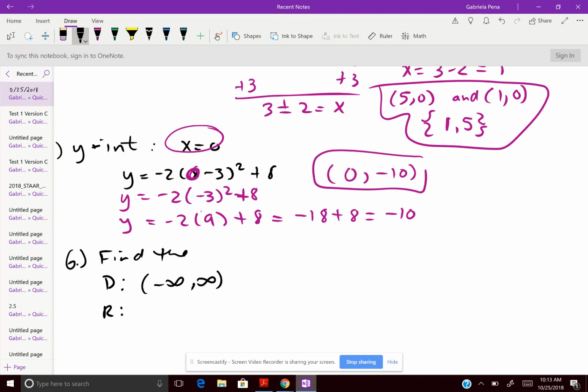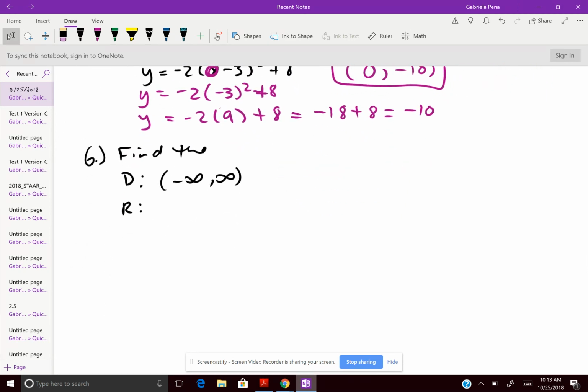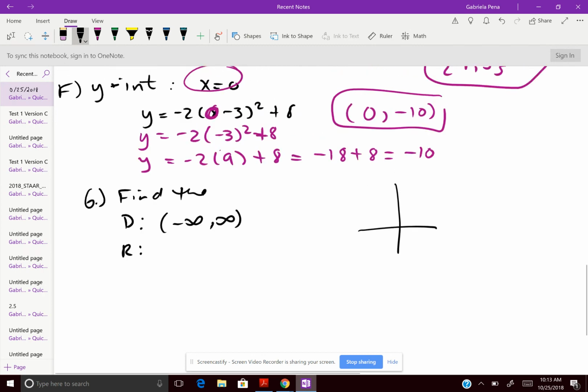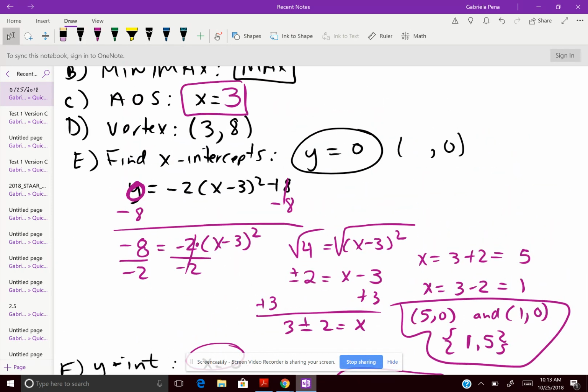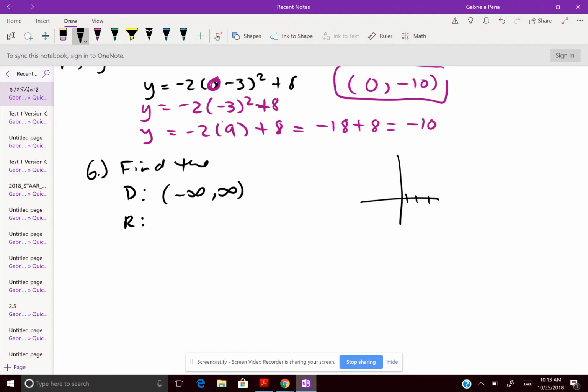And then here goes the next thing. When I graphed this, you told me it was going to open which way? Down. And we know the vertex is where? (3, 8). So let's just say 1, 2, 3, and this is 8. Let's say this is (3, 8). The graph is going to look something like this, right? What is my range going to be?